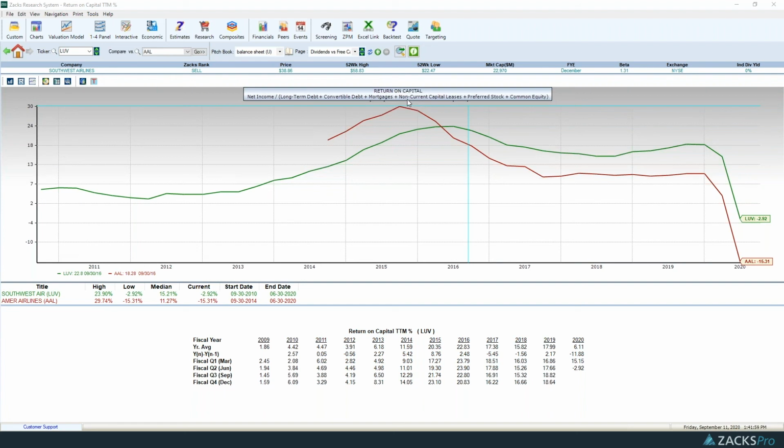So if a company raises debt, that would actually hinder the return on capital because the denominator is increasing. But if in doing that it increases net income by a proportionate or greater amount, then that number would be going up. In this case, you can see that Southwest, for example, had been increasing their return on capital in 2018 and 2019, right before the crash happened. So obviously, in the post-COVID era, nothing looks good.